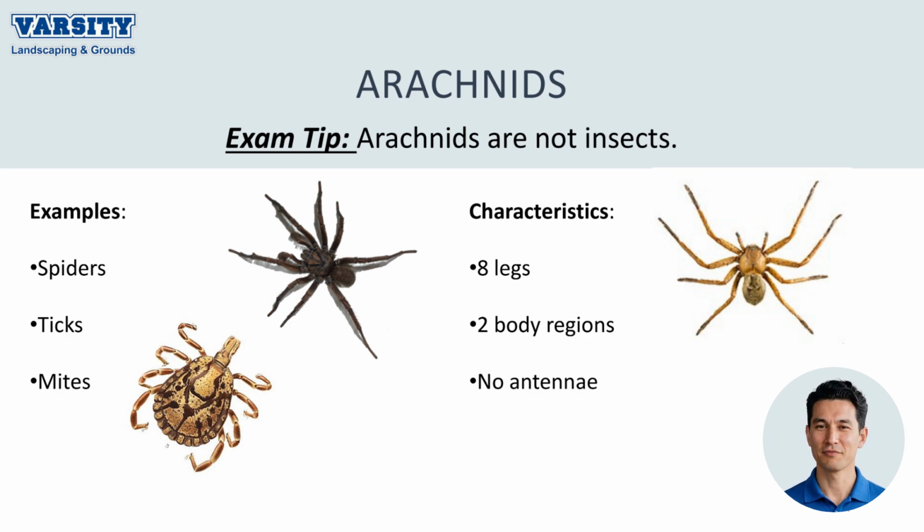Arachnids are often confused with insects, but they are a completely different group of animals. Common arachnids include spiders, ticks, and mites. Unlike insects, arachnids have 8 legs instead of 6. They also have 2 body regions rather than 3 and do not have antennae. This distinction is important because some pesticides are labeled specifically for insects, while others may target mites or ticks. For the exam, remember, insects have 6 legs, while arachnids have 8.